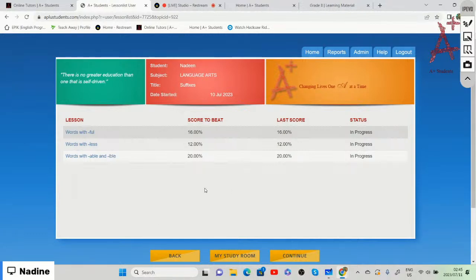So that is our chapter on suffixes, our lessons on words with ful, words with less, and words with able. Thank you very much, grade 8s, for joining our class today on suffixes. We said suffixes are added at the end of a root word, which is a word that stands on its own, and once we add them to a root word, they change the meaning of the word.